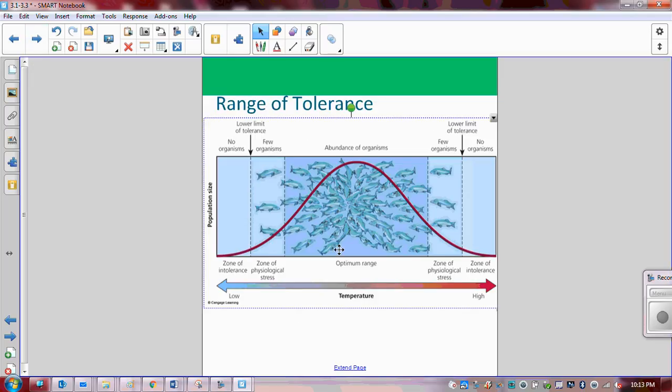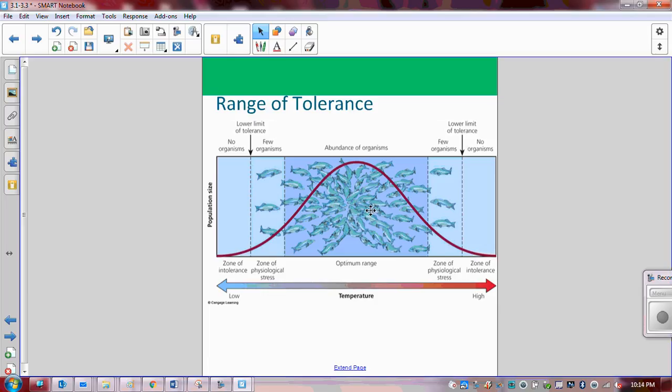So here's our range of tolerance. The range of tolerance is just that area where the organisms can live. This middle part of the range of tolerance is the optimal range, so like their happy zone. That's where all the fish are really happy because it's the right temperature, and this could be the amount of solids in the water, it could be the turbidity of the water, it could be lots of different things. But in this example, we're looking at temperature. So this is where it's just right. Think about Goldilocks and the Three Little Bears, where the porridge was just right and the bed was just right. Okay, that's what this optimal range is.